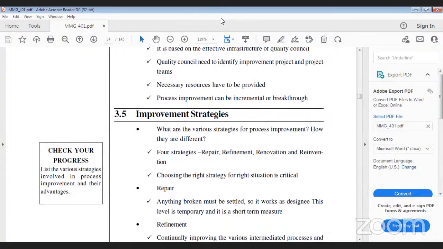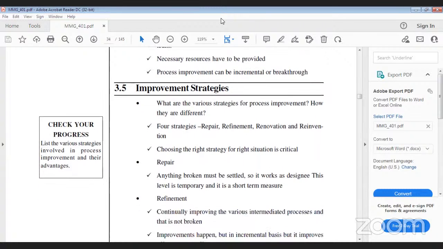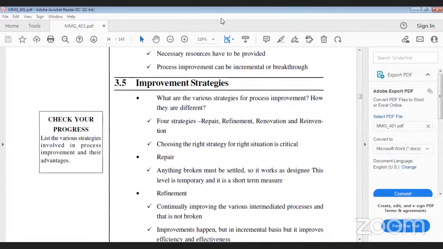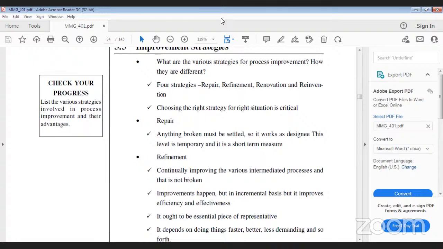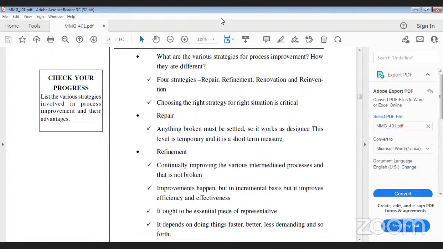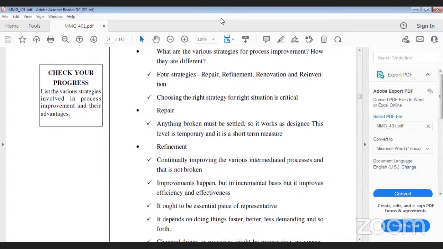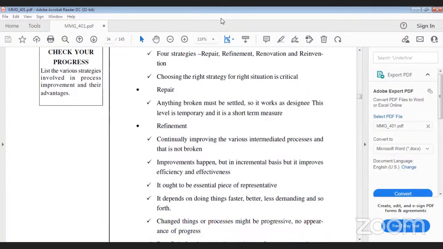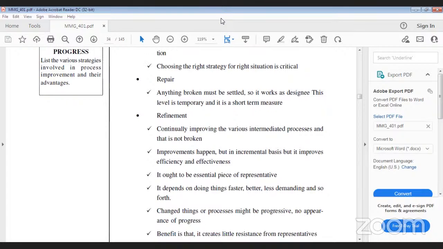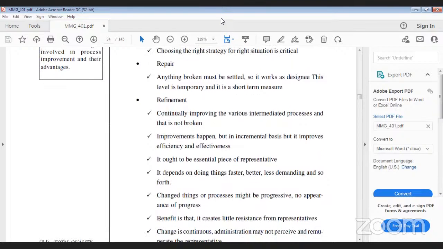Here, repair means anything broken must be fixed so that it works as designed. Then refinement is continuous improvement of the various intermediate processes that have not broken. Improvement happens on an incremental basis and increases efficiency and effectiveness. It ought to be an essential piece of the representative. It depends on doing things faster and better.